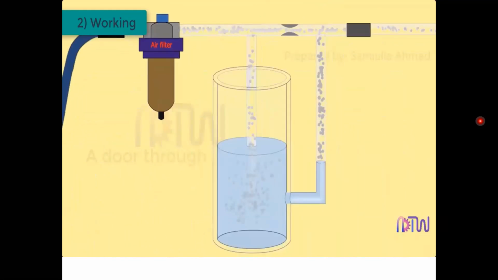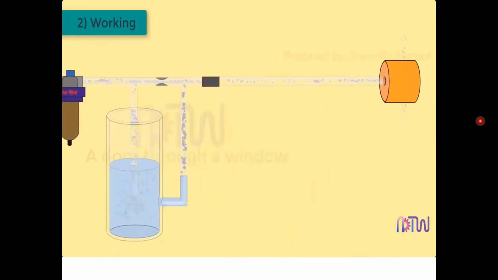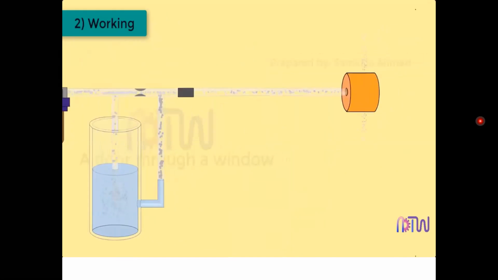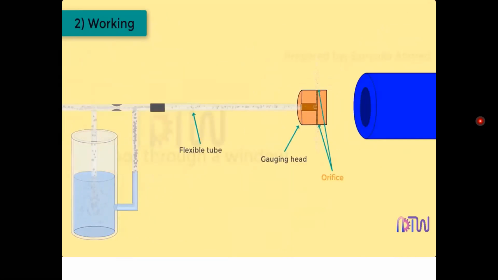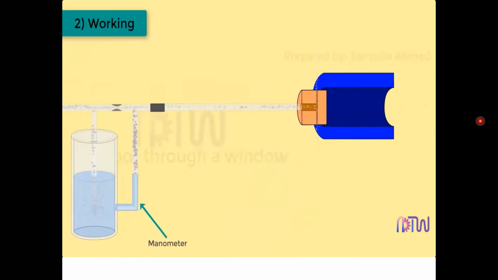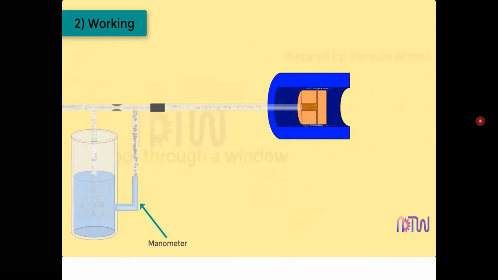As air enters the water tank, bubbles will be created in the tank, and the rest of the air which passes through the orifice reaches the gauging head through a flexible tube. A controlled amount of air passes through the orifice with the required pressure in it. At this time, the manometer shows the initial pressure with which the air passes to the gauging head. The workpiece or job is reciprocated along the gauging head.